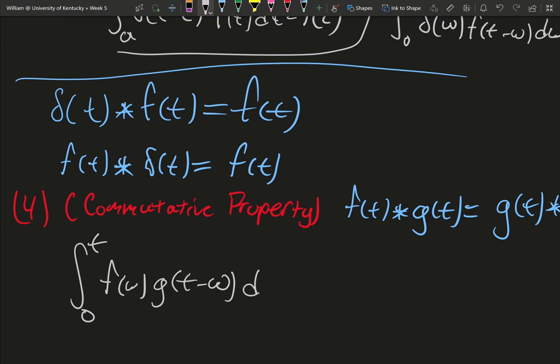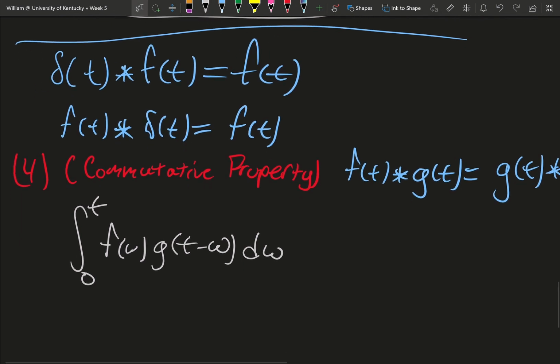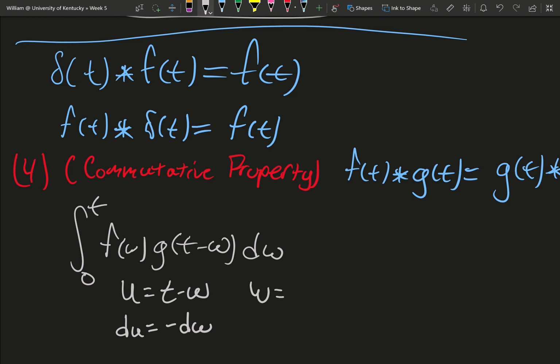really all we have to do here is a pretty simple u sub. So we set u equal to t minus w. So then du is negative dw, remember, because that's what we're integrating. We can treat that t like a constant. And if I solve this for w, I get w equals t minus u, dw equals negative du. Okay.